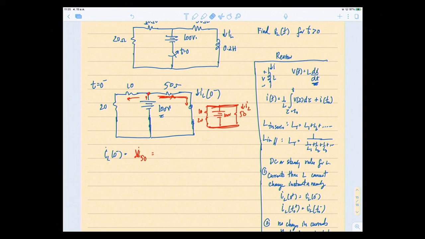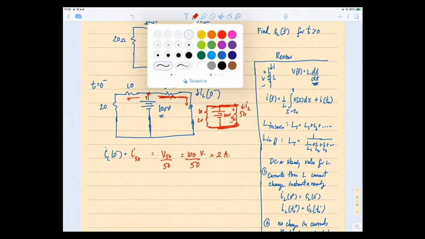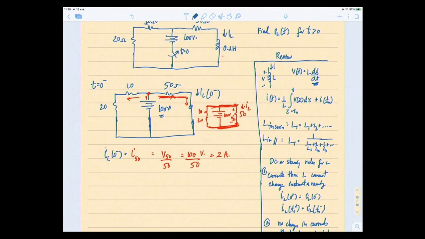So IL, this is I. Oh, what am I doing? Hold on. So this is I across 50. So it's the V drop across 50, so it has to be the V drop across 50 over 50 ohms. So what is the V drop across 50 right here? This point is the same thing, this point is the same thing, then parallel. So therefore V is equal to 100 volts over 50, so equal to 2 amps. Okay, then finish.